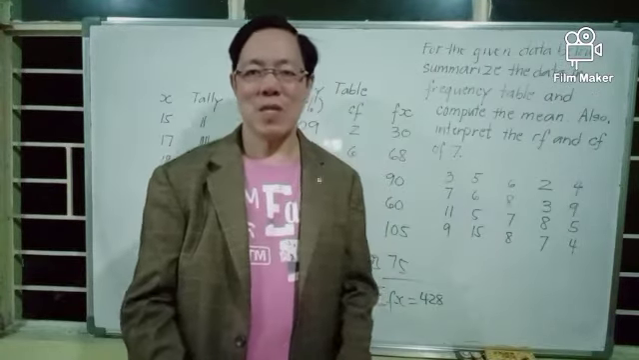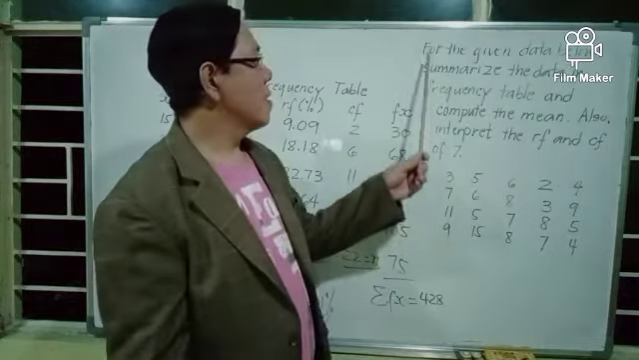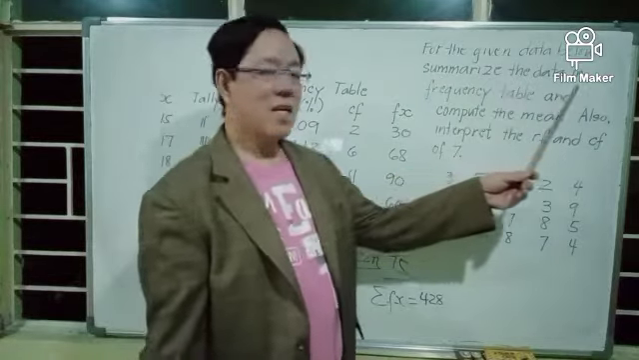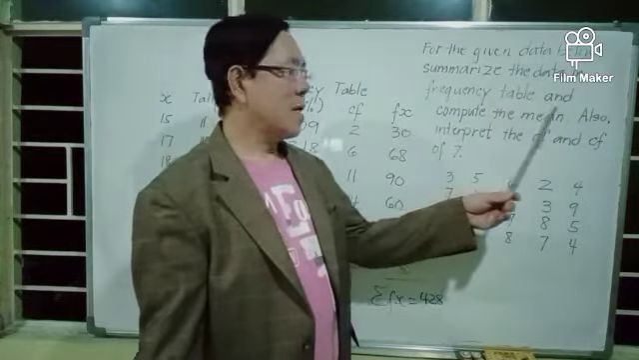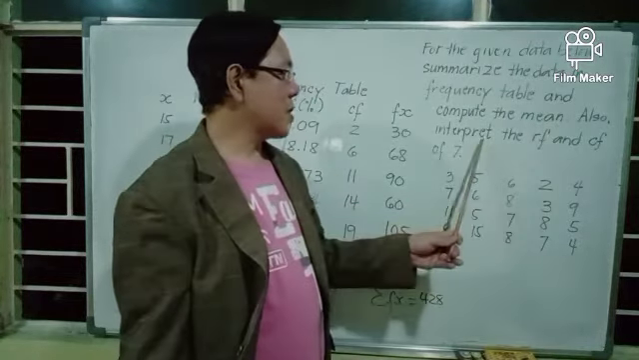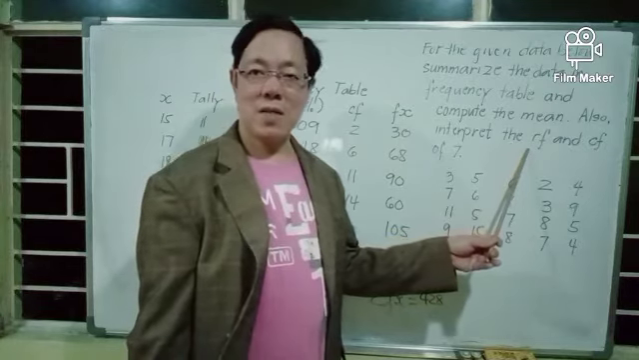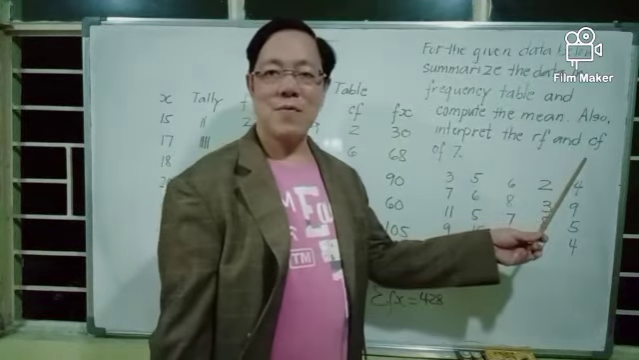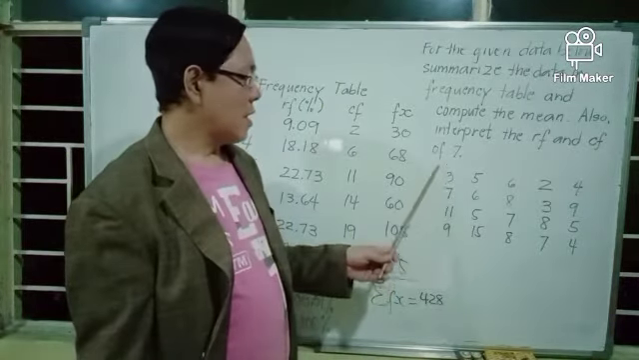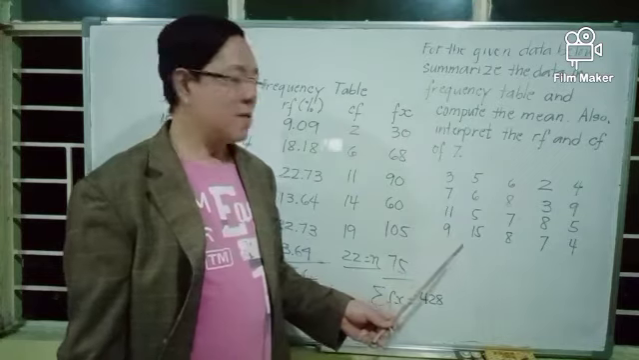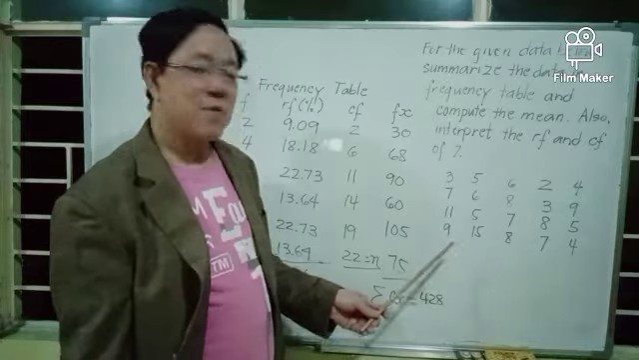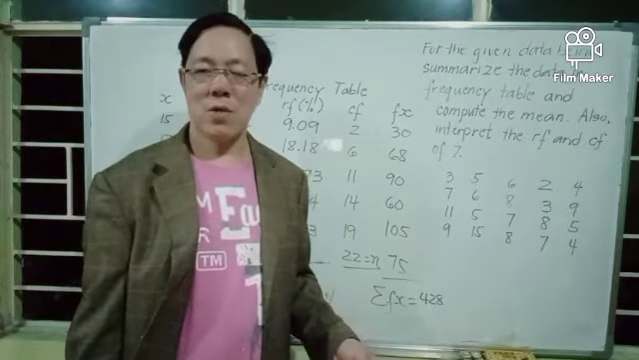For your practice, please try the following exercise. For the given data below, summarize the data in a frequency table and compute the mean. Also, interpret the RF, that's relative frequency, and CF, that's cumulative frequency, of 7. And these are the data given. We may take this as the scores of students in a 15-item short quiz.